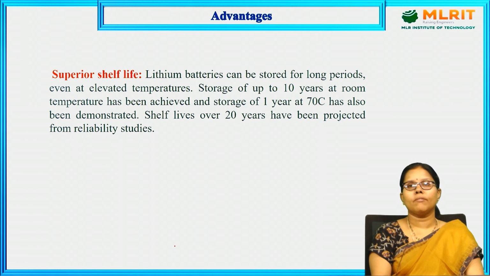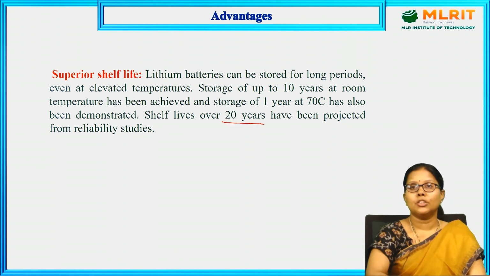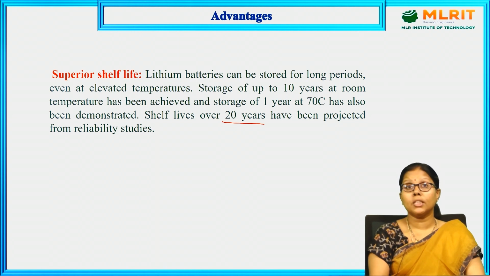Superior shelf life. When compared with other primary batteries, lithium metal primary batteries can be stored for long periods even at elevated temperatures. Storage of up to 10 years at room temperature has been achieved, and storage of 1 year at 70 degrees has also been demonstrated. Shelf lives over 20 years have been projected from reliability studies. Further studies show that if you change the solid cathodic material, the shelf life may increase to 20 years.